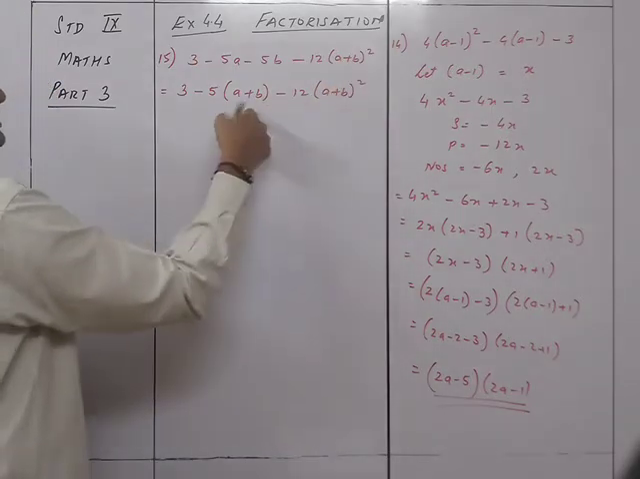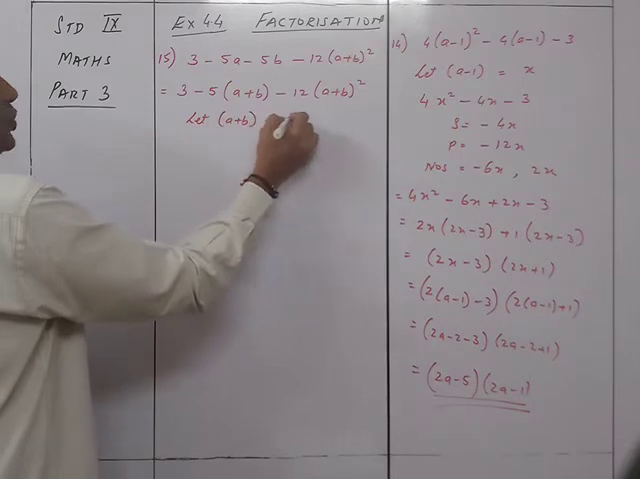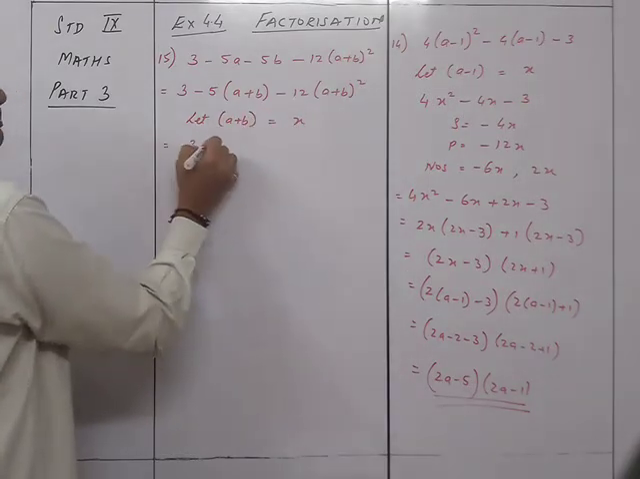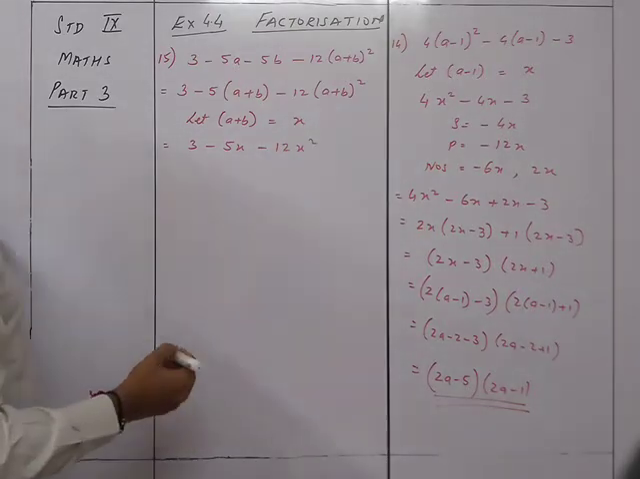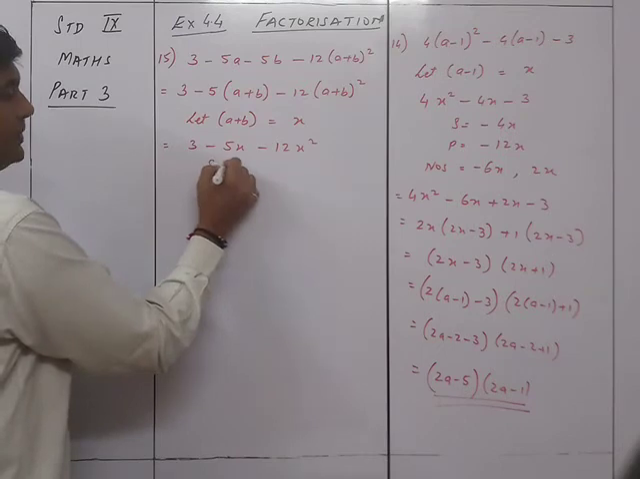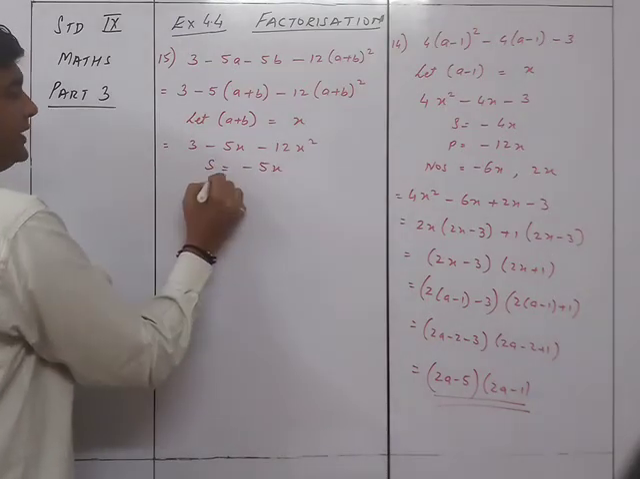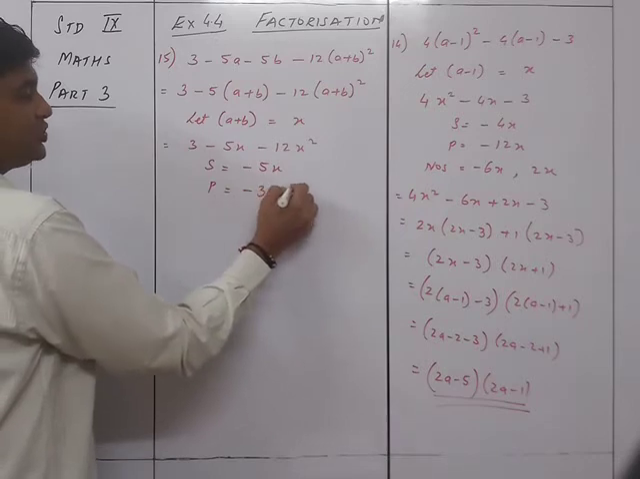So now you know that this thing is here. Let a plus b is equal to x. So it will be 3 minus 5x minus 12x square, which will be the resultant equation now. Now what we need to do is take the sum equal to minus 5x and the product will be equal to minus 3 into 12, that is minus 36x square.